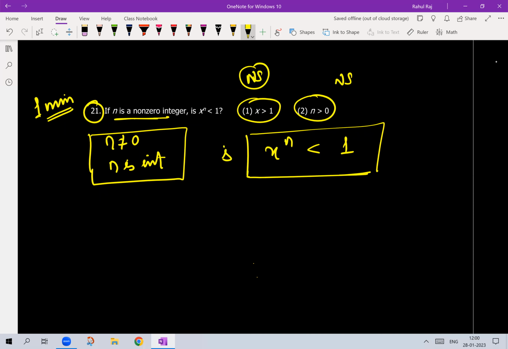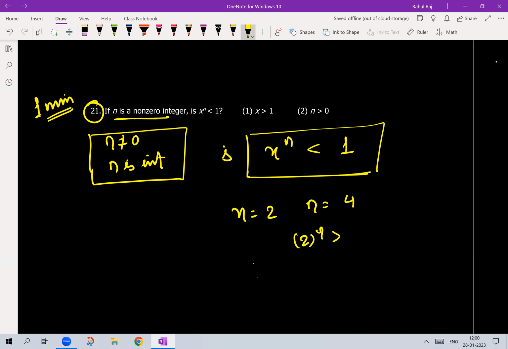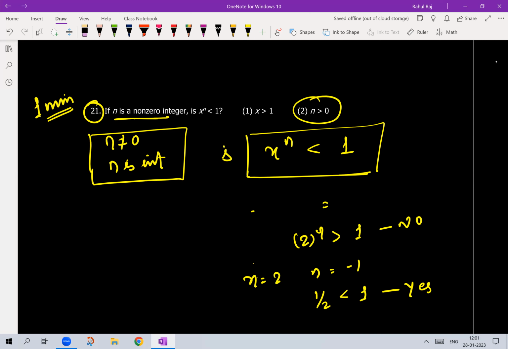No issues at all. So imagine x is greater than 1. Take x is equal to 2 and n is equal to 4. So 2 to the power 4 is greater than 1. I have a no situation. Imagine you take x is equal to 2, n is equal to minus 1. 2 to the power minus 1 is half, which is less than 1. I have a yes situation. Yes, no situation, not sufficient. Straightforward logic, right? Same thing with n greater than 0, you have no idea about x. Take x is equal to 2, n is equal to 4, not sufficient. Take x is equal to minus 1, n is equal to 1. Yes situation. So let's combine now.